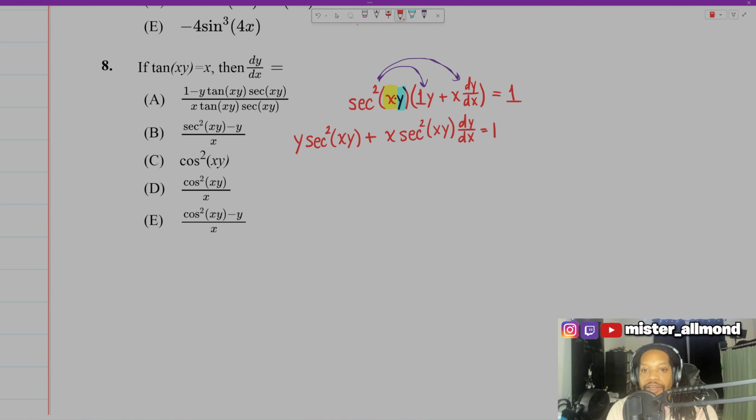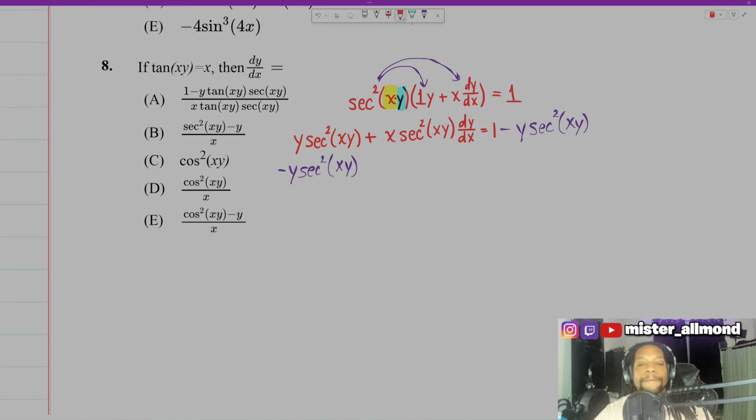Okay, so from here, I can see that this very first term does not have a dy/dx in it. So I'm going to move it to the left side of my equation by subtracting it from both sides: secant squared of xy, and then minus y secant squared of xy. Hopefully, I'm starting to look like some of my answer choices.